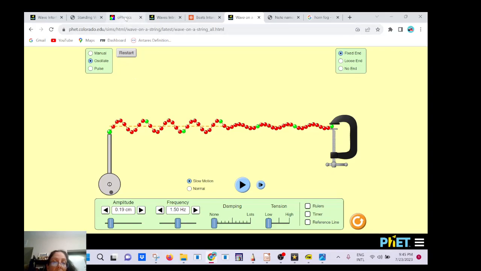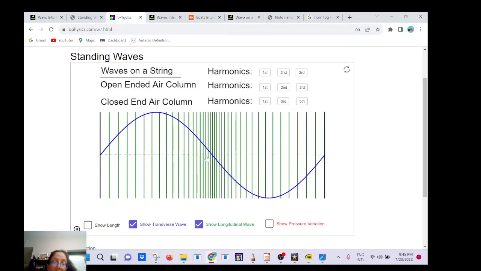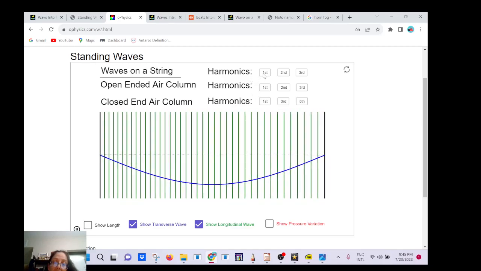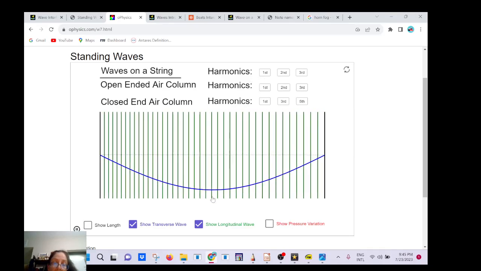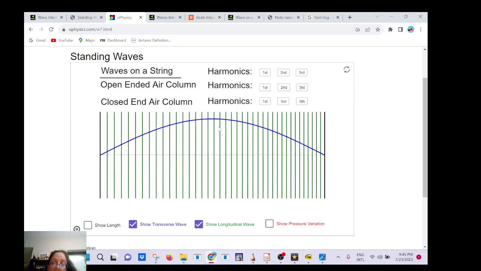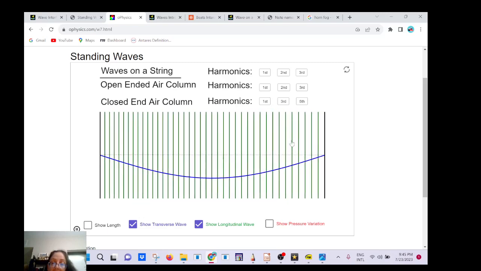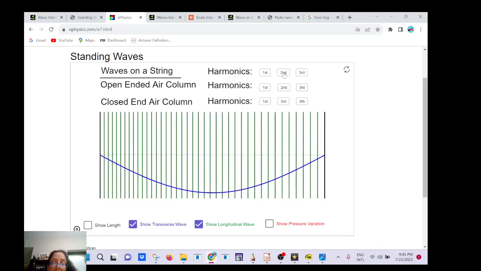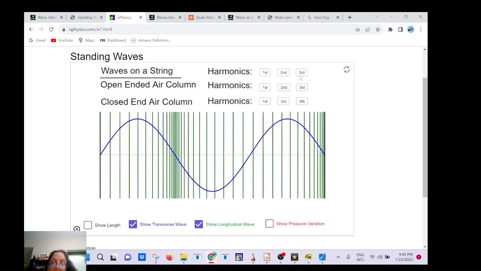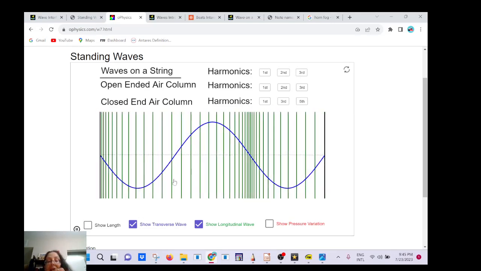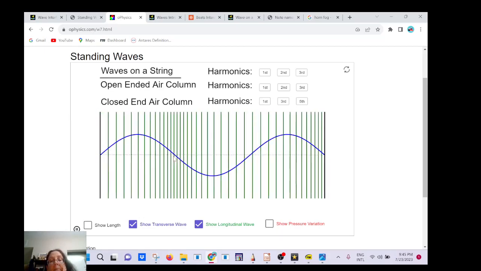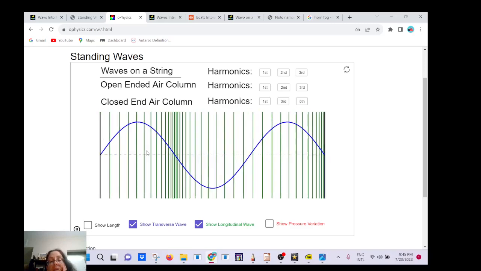Okay, so that was another simulation, but you see standing waves here. So that's going to be the first harmonic. You have a transverse wave here, like a wave on a string, or you can have a sound wave. This is the second harmonic. This is the third harmonic. You see here, that's your node, no pressure. And then here you have high pressure, low pressure.